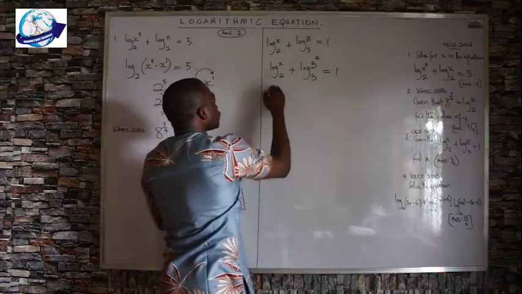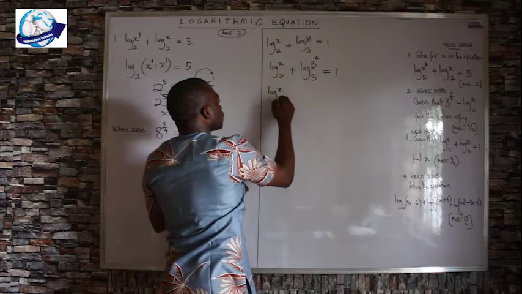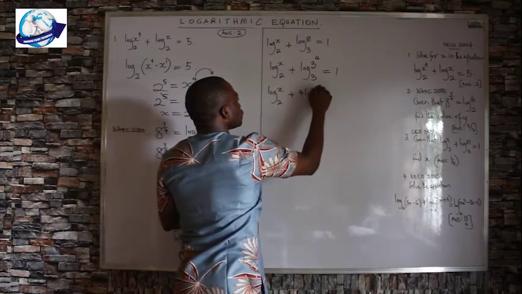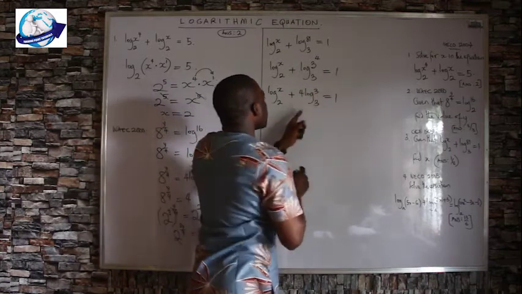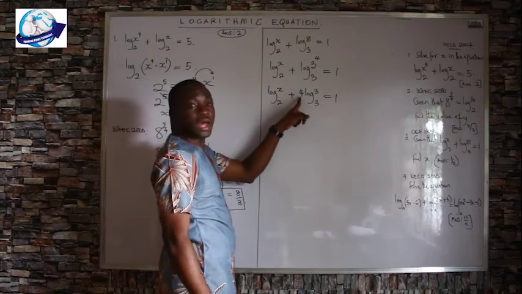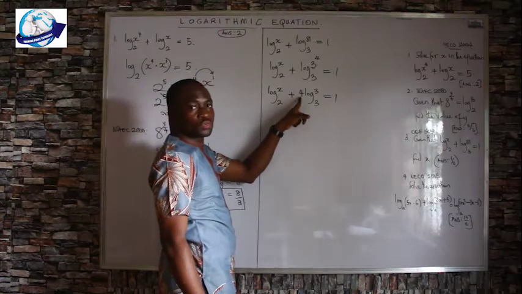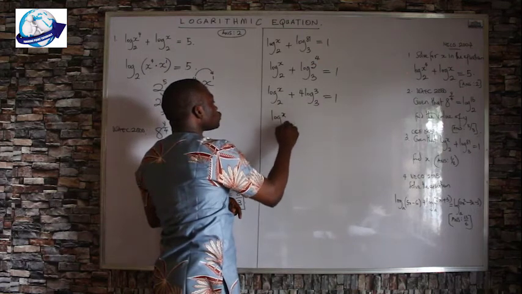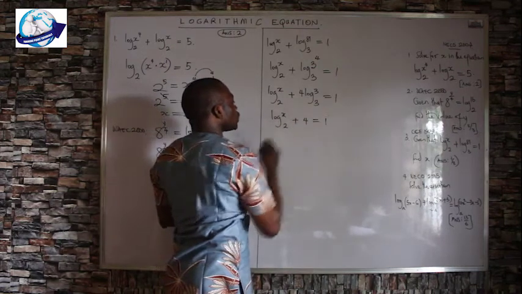Okay, now work it out again. You have log x base 2. This 4 goes back, plus 4 log 3 base 3 equals 1. At the end of the day, discover that log 3 base 3 is 1, which multiplies 4 to give you 1 times 4, that's 4. You have log x base 2 plus 4 equals 1.